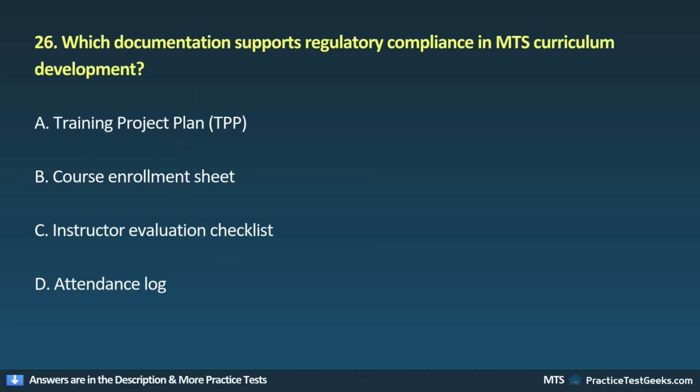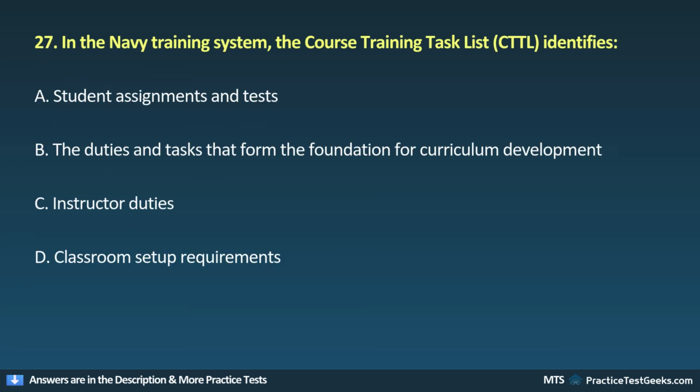26. Which documentation supports regulatory compliance in MTS curriculum development? A. Training Project Plan, TPP. B. Course enrollment sheet. C. Instructor evaluation checklist. D. Attendance log. 27. In the Navy training system, the Course Training Task List, CTL, identifies A.